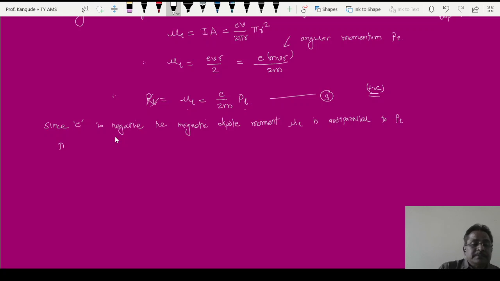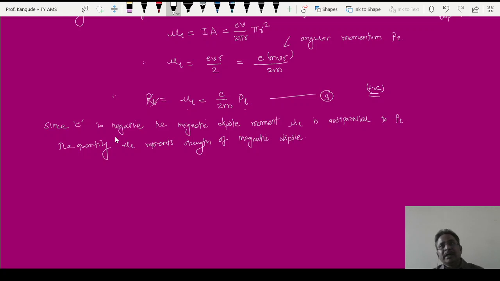The quantity we have called the magnetic dipole moment, this mu L, represents the strength of a magnetic dipole, or it acts like a magnetic dipole. So an electron revolving around a nucleus in a circular orbit is, electromagnetically, as good as a magnet which has an S pole as well as an N pole. So this looks like a magnet, and therefore the quantity mu L represents the strength of the magnetic field.